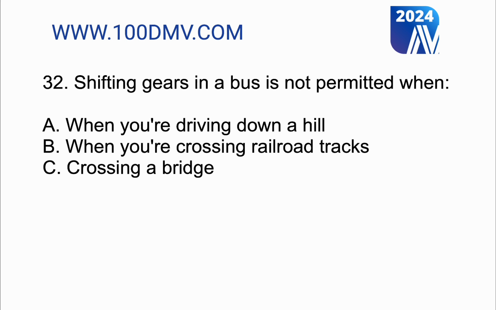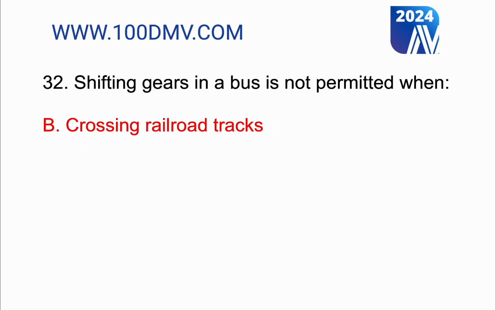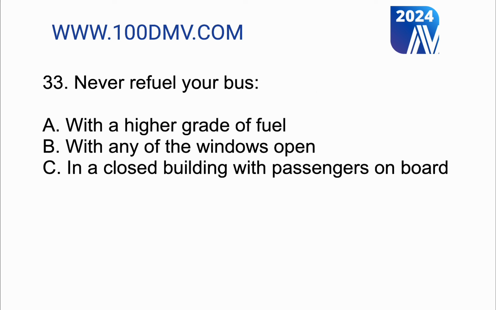32. Shifting gears in a bus is not permitted when A. you're driving down a hill. B. you're crossing railroad tracks. C. crossing a bridge. Correct answer. B. Crossing railroad tracks.